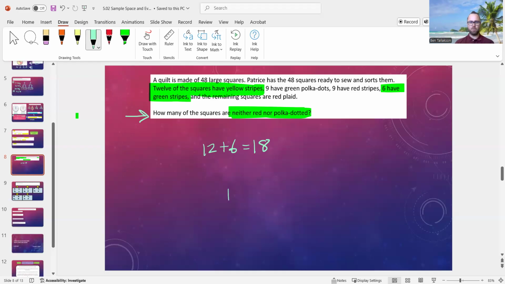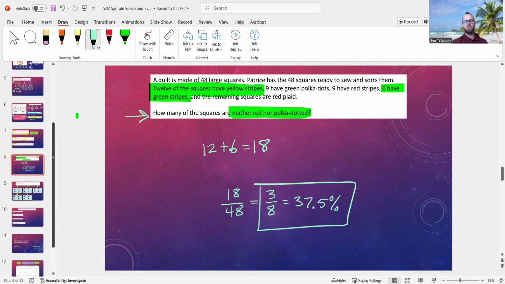Well, you take however many that fit that requirement and divide it by the total. We were told there were 48 squares. And then we can simplify that if possible. I believe this is 3/8. You can go on your calculator to double check that, but that is correct. And probabilities are also nice because we can see percentages. So if you want to divide that on your calculator, you could see it's 37.5%. Those are both the answer, just written in different ways.